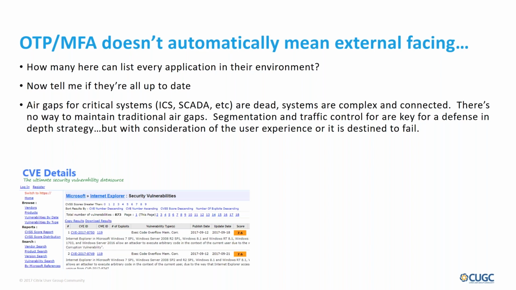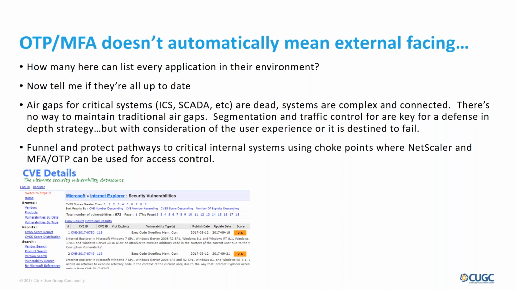So the true approach to really correct this situation is segmentation and traffic control, right? And that's how you get to that defense in depth strategy. But you have to consider the user experience or it's all destined to fail. Now, what's the best way to do this? Well, my opinion is you funnel and protect these pathways, these critical internal systems, using choke points. You put NetScalers in these choke points and you use MFA and OTP for access control.